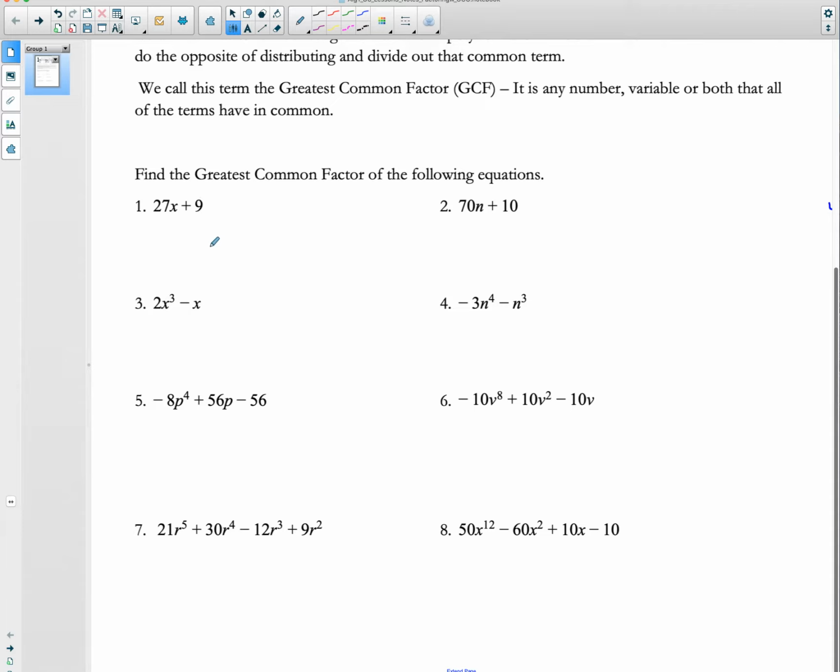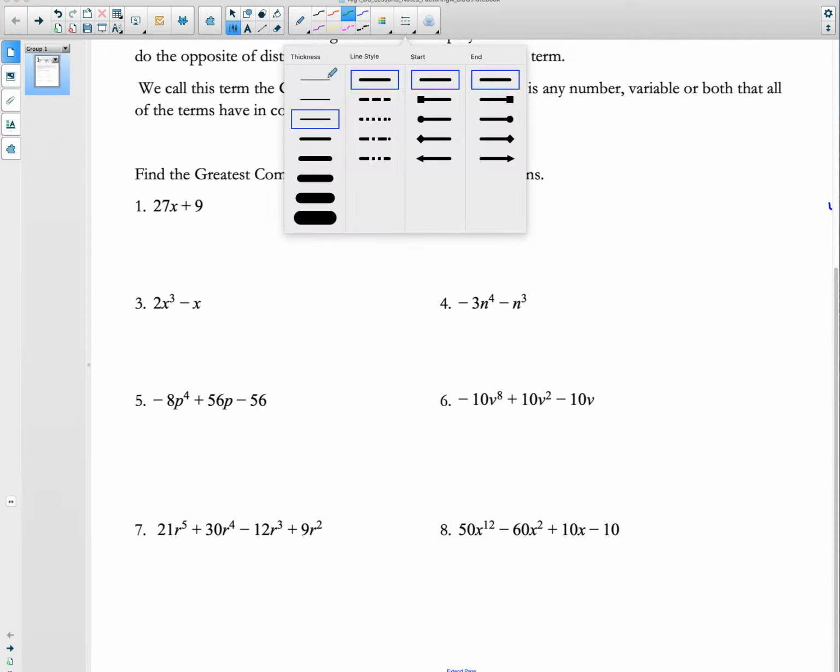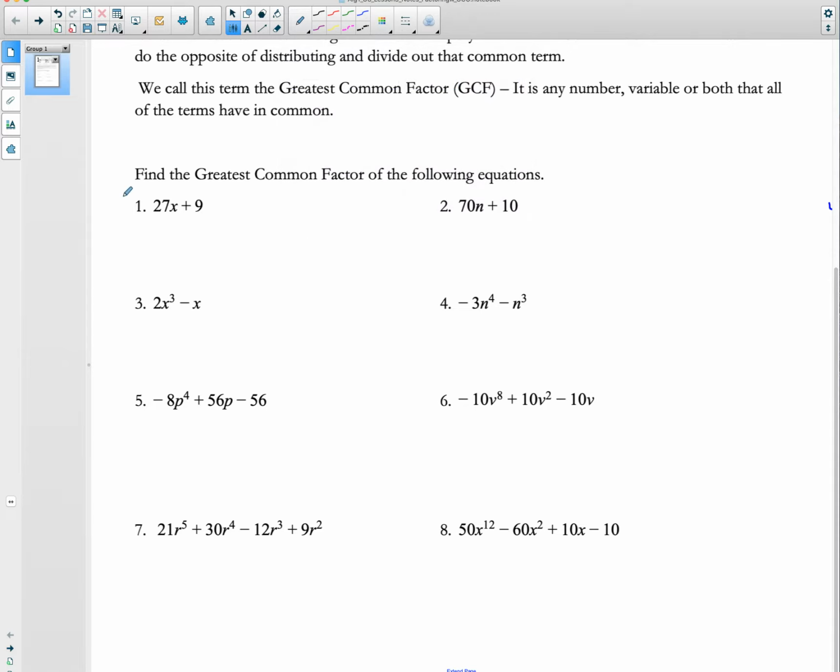And what I want to ask myself is, what is the biggest number that I can divide into 27 and that I can divide into 9? And in this situation, that number, let me switch up here. I'm going to switch colors and just the thickness here. So when I look at this, the biggest number that goes into 27 and 9 is, in fact, 9.